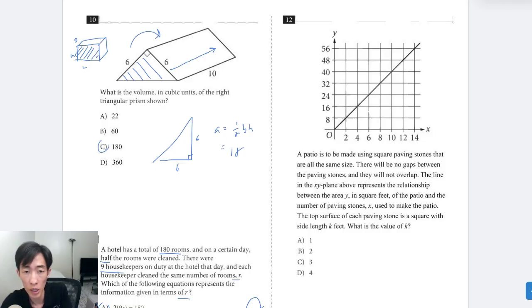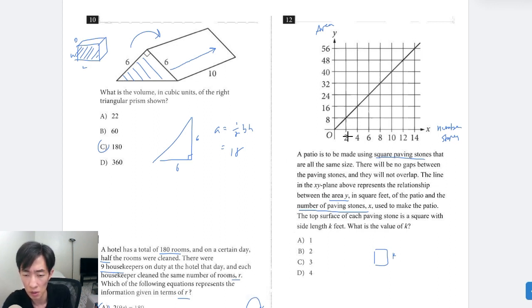Question 12. A patio is made using square paving stones that are all the same size. There'll be no gaps between the paving stones, and they will not overlap. The line represents the relationship between the area of the patio and the number of paving stones. So I'm just going to write number here and area up here. This is technically the number of stones used to make the patio. The top surface of each paving stone is a square with side length k, and they want to know what the value of k is.